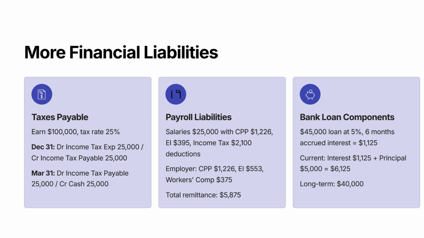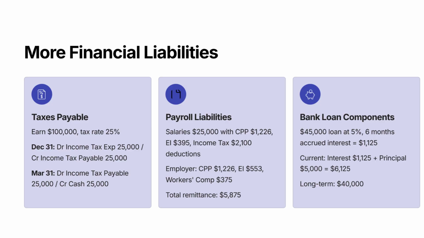Salaries $25,000. Employee deductions, CPP $1,226, EI $395, income tax $2,100. Employer contributions, CPP $1,226, EI $553, workers' comp $375.